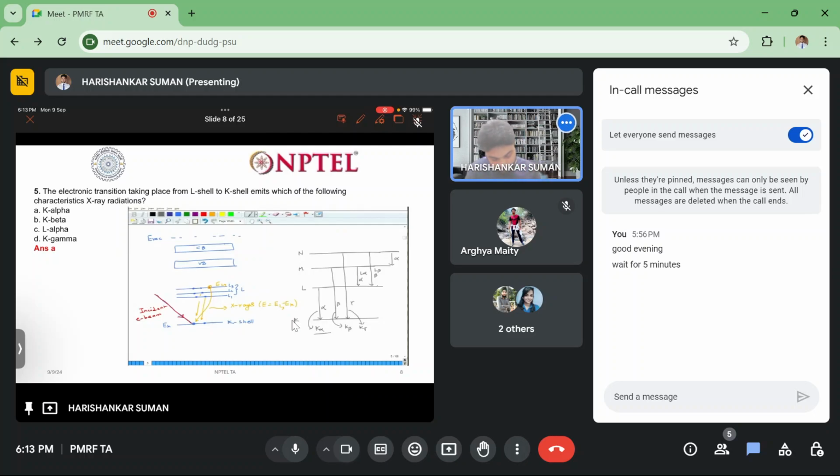You can see here is the L shell, here is the K shell. The transition electron jumps from L to K and emits radiation, which corresponds to the X-ray characteristic known as K alpha. If M to K, K beta, and this corresponds to K gamma, N to K.